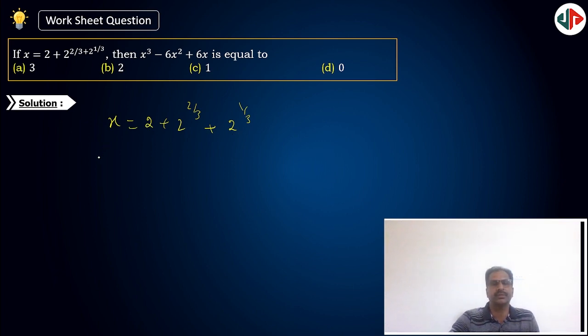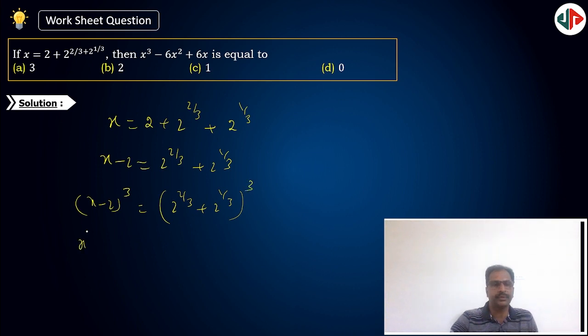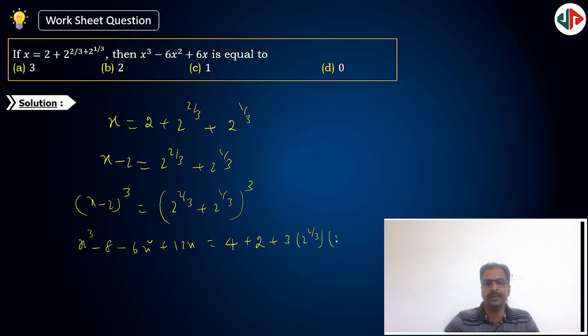Then what is x cube minus 6x square plus x? Bring 2 this side. x minus 2 is equal to 2 power 2 by 3 plus 2 power 1 by 3. Cubing on both sides, x minus 2 whole cube is equal to 2 power 2 by 3 plus 2 power 1 by 3 whole cube. A plus b whole cube is a cube plus b cube plus 3ab into a plus b. Similarly here a cube is 2 power 2 by 3 whole cube, which is 4. B cube is 2. A cube plus b cube plus 3ab into a plus b.